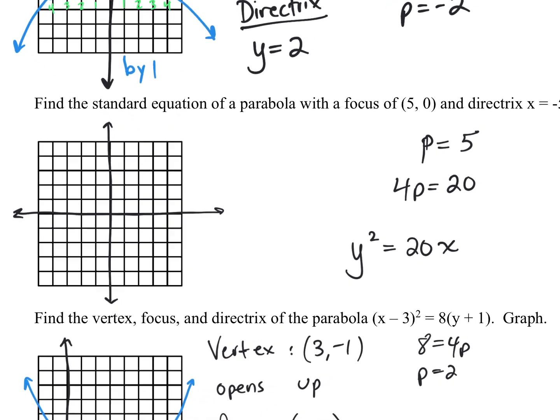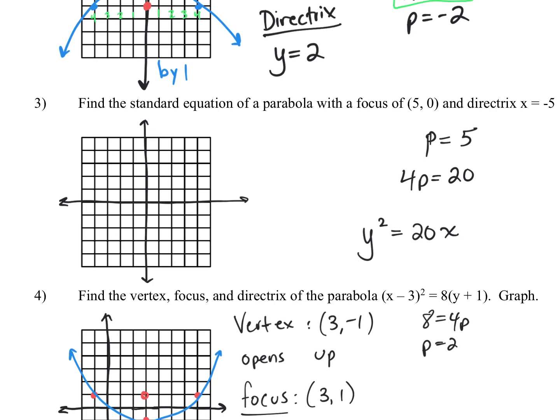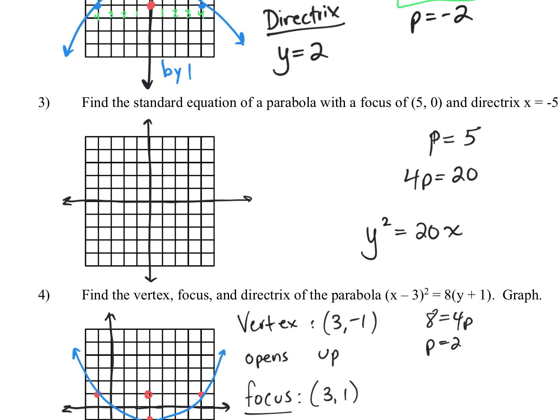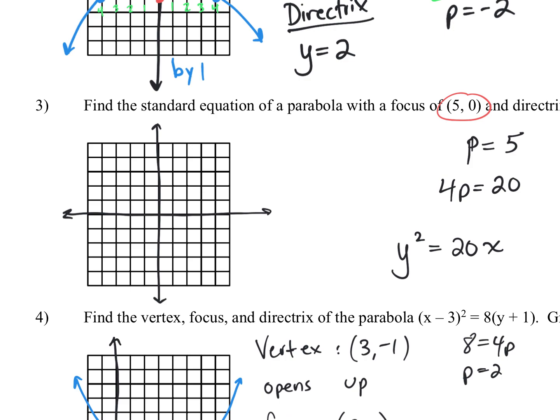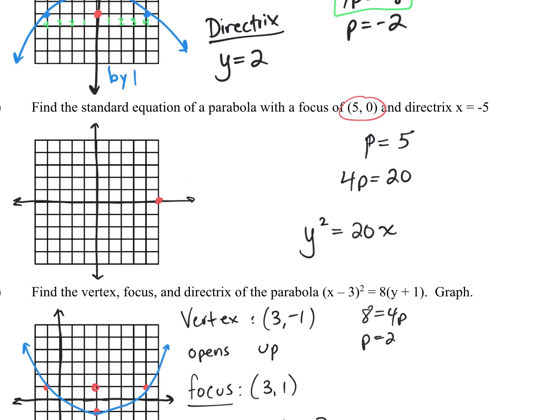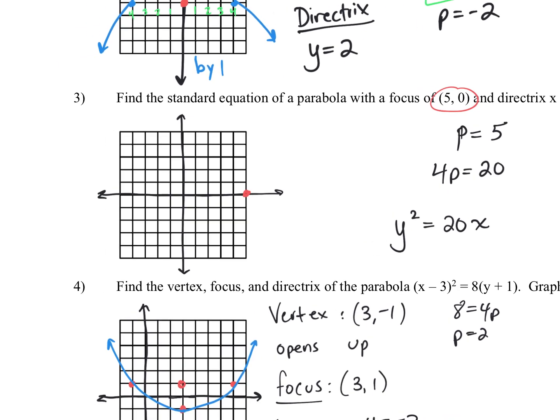Looking at example 3, I have my work here. I don't think a sketch is necessary, but just to sketch out what I would have done to make sense of things. Well, if I have a focus of (5, 0), that would be 1, 2, 3, 4, 5 units over here, and a directrix of x equals -5, 1, 2, 3, 4, well, that's over here. I know that that whole distance from -5 to +5 represents 2p. So if 2p equals 10, p must equal 5.